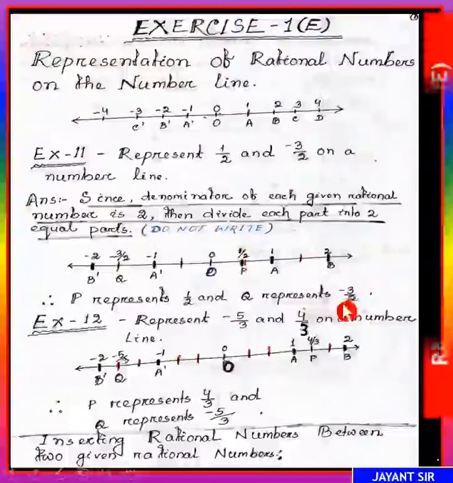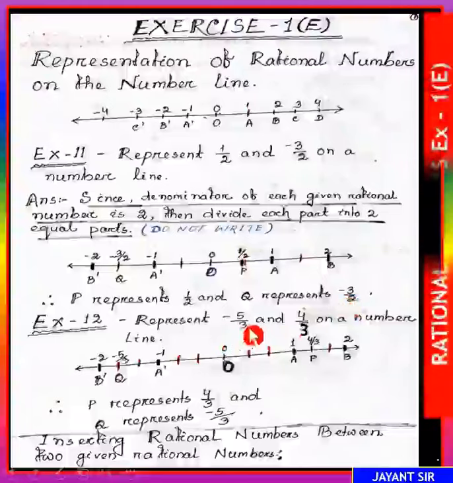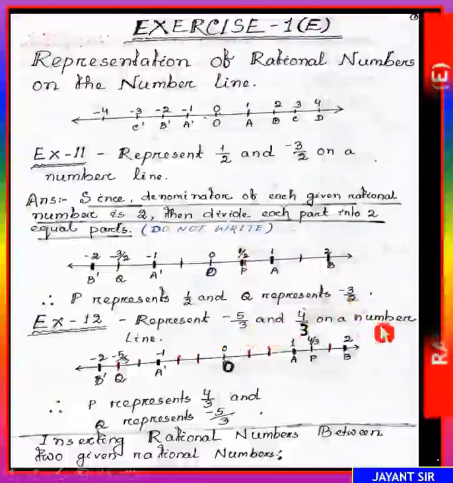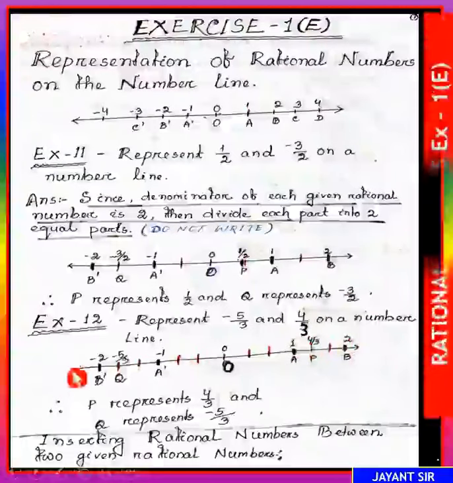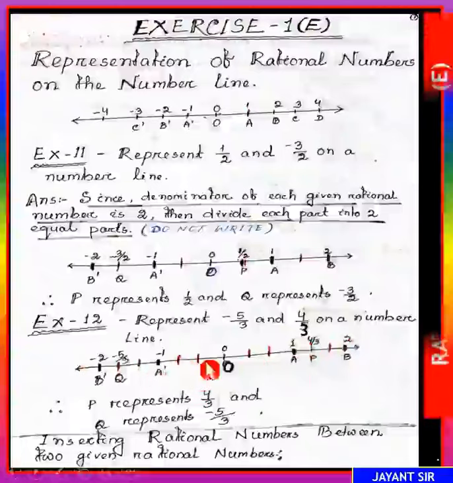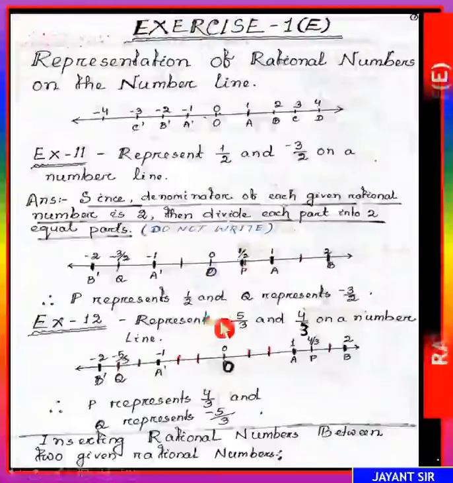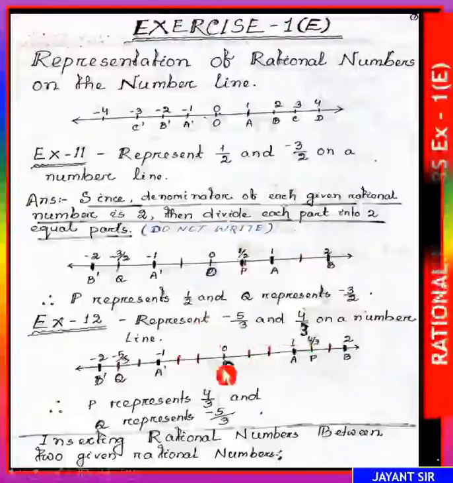Next, children, come to example 12. Represent -5/3 and 4/3 on the number line. In the same way, draw a line of suitable length, put the arrow marks on both sides, and in the middle mark the point O, which represents 0. The denominator given is 3, so each part we have to divide into 3 equal parts.